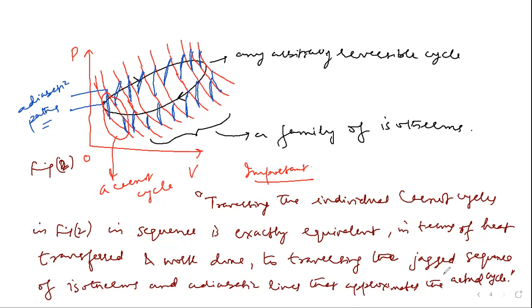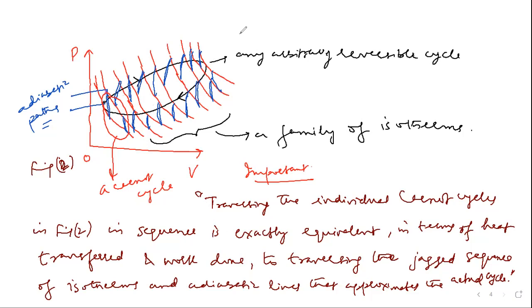I repeat it. I'm saying traversing the individual Carnot cycles in sequence in figure 2 is exactly equivalent in terms of heat transfer and work done to traversing the jagged sequence of isotherms and adiabatic lines that approximates the actual cycle. See, my actual cycle is in black. Now I have approximated it. I am telling, instead of going this path, this reversible cycle, I can go along jagged sequence of isotherms and adiabatic lines. That is this.